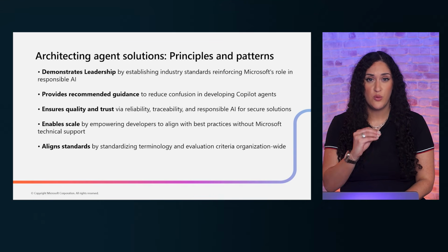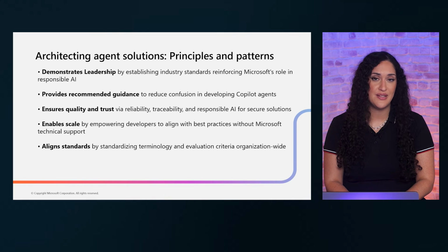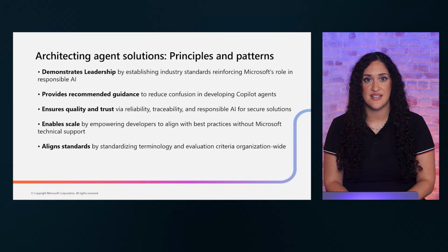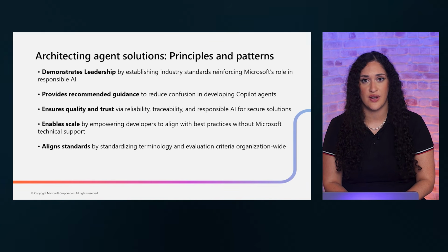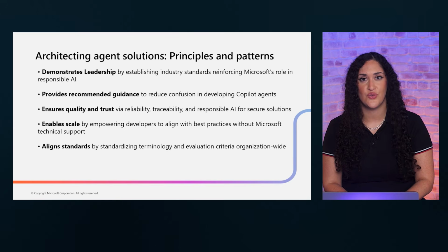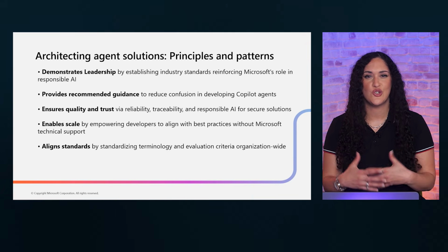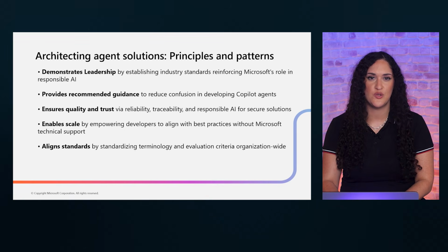Microsoft has developed a formal framework of principles and patterns for architecting agent solutions. It establishes industry standards, provides recommended guidance, and ensures quality through reliability and traceability. And it enables scale with best practices and aligns standards across your organization. Do not reinvent the wheel. Use these patterns as your foundation and customize for your specific context. This saves time, reduces risk, and ensures alignment with proven best practices.